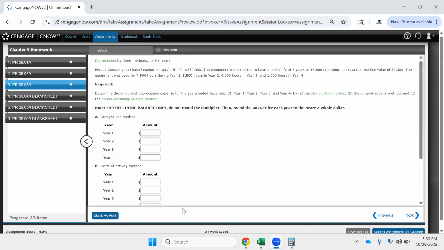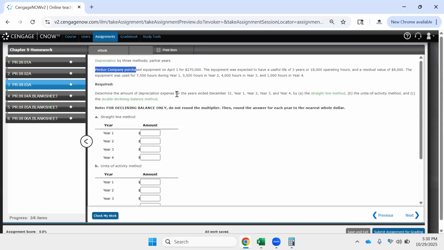Today we'll be going over Chapter 9 homework in Cengage Financial Accounting. And this problem is on depreciation. We have three methods of depreciation we're going to go over, and also partial year depreciation. We're going to be going over the straight line method, units of activity method, and double declining balance method. And let's get into it.